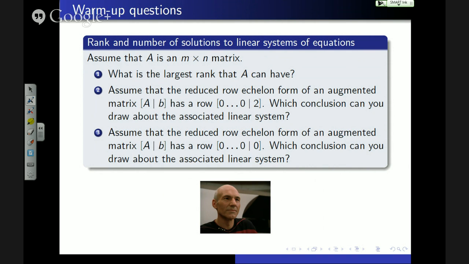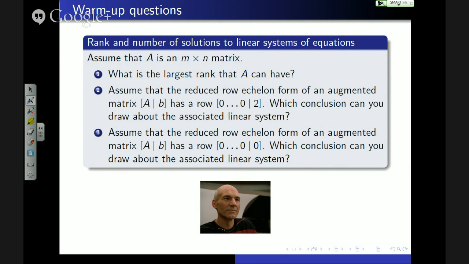Okay, so let me read the question aloud, because sometimes reading the question aloud actually answers it. Well, let's see whether that's true in this case. Assume that you have, again, the reduced row echelon form, and you have a row that says zeros everywhere. Can you draw any conclusion about the associated linear system? Okay, the question is, is this at the bottom? Well, actually, it's not a question. It's a statement.